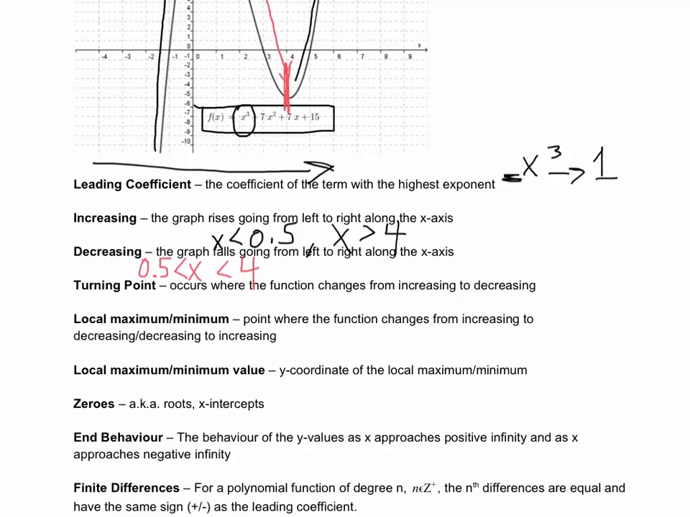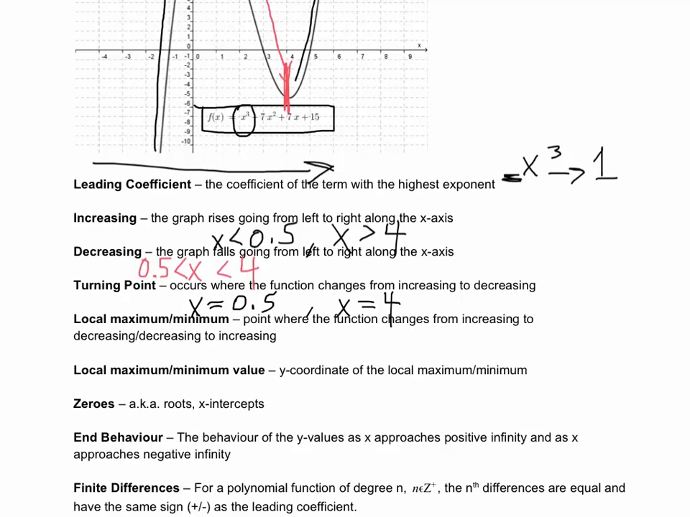A turning point occurs when the function changes from increasing to decreasing. We have two possible turning points. One occurs when x is 0.5. The other occurs when x is 4. That is where our graph is changing from increasing to decreasing.